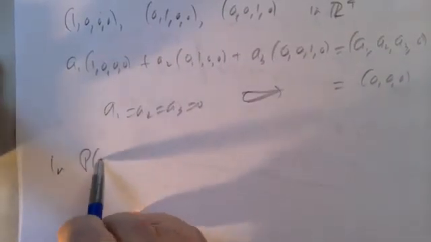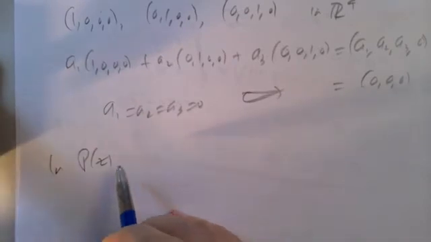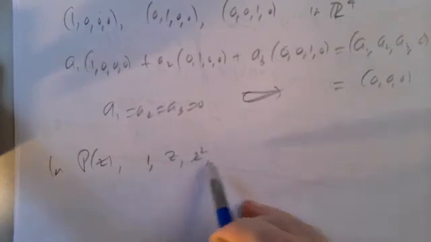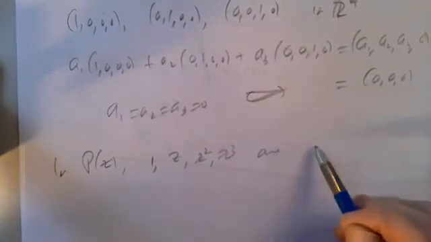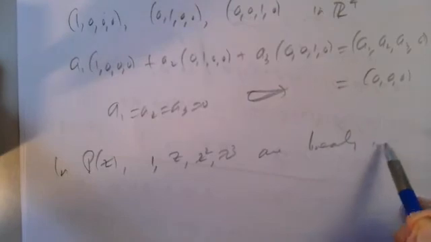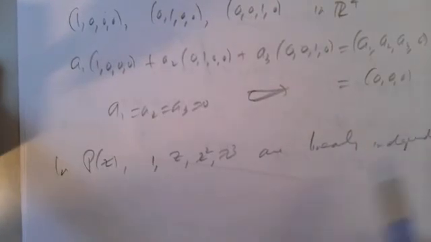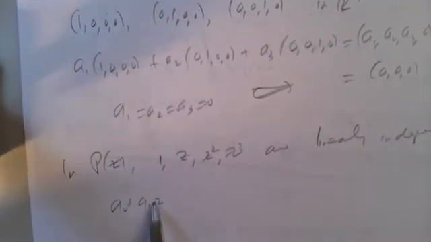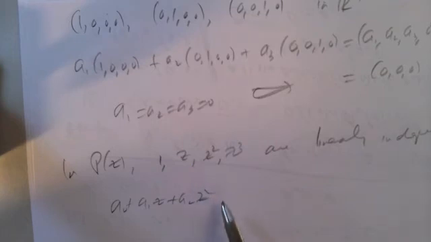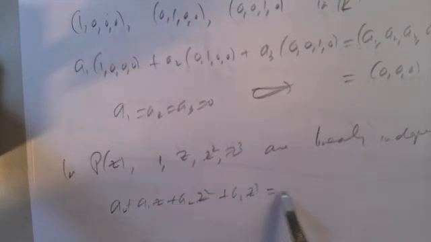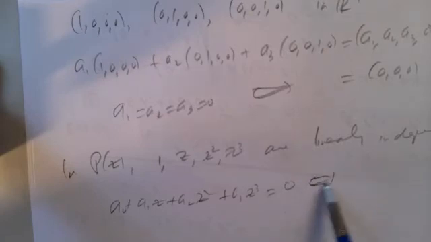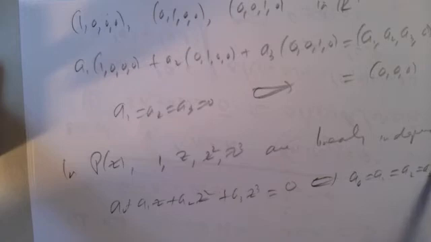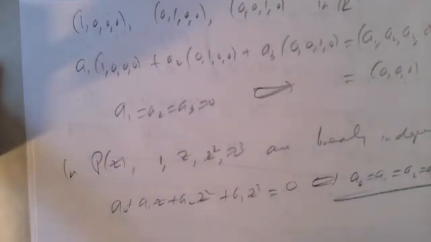Or in the vector space of polynomials, P of z, the polynomials or the vectors 1, z, z squared, z cubed are linearly independent. Of course, if you take a linear combination of them, a0 plus a1 z plus a2 z squared plus a3 z cubed, that's the zero polynomial if and only if all the coefficients are 0.